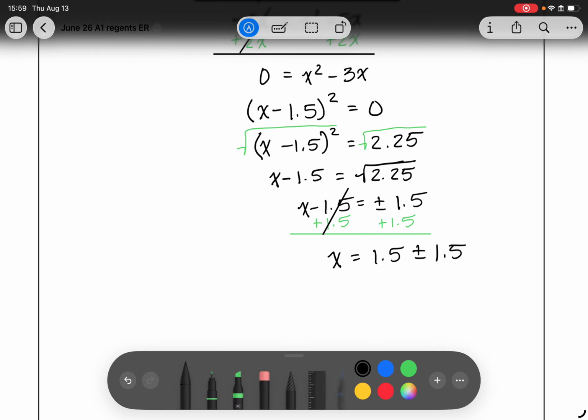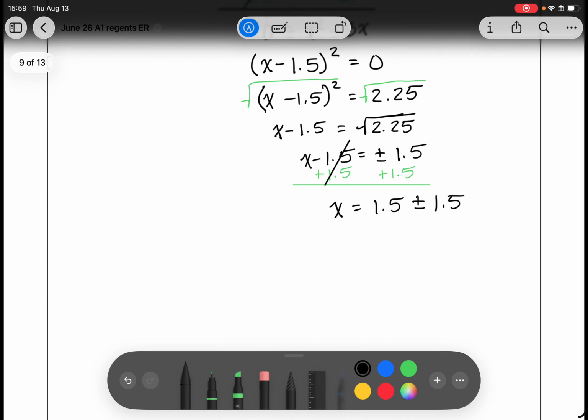So we're going to have two values of x here that we could use, one being 1.5 plus 1.5, or we could do 1.5 minus 1.5. 1.5 plus 1.5 will make x equal to 3, and then 1.5 minus 1.5 will make x equal to 0.